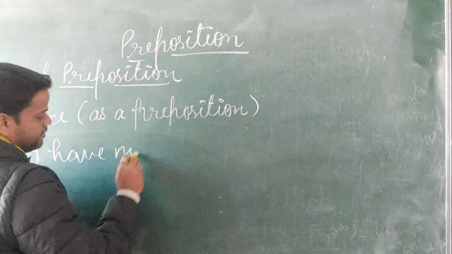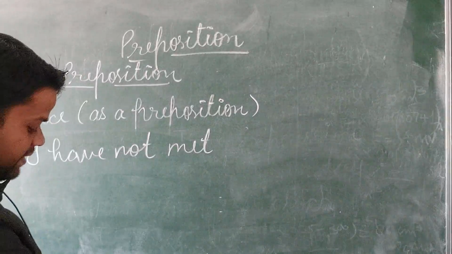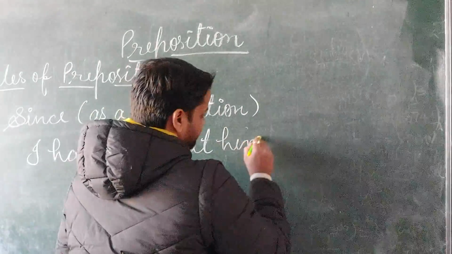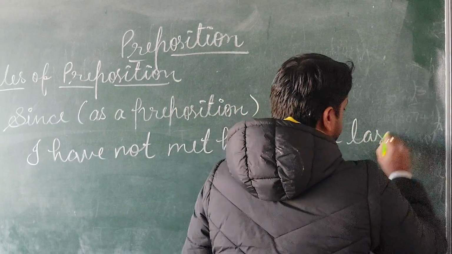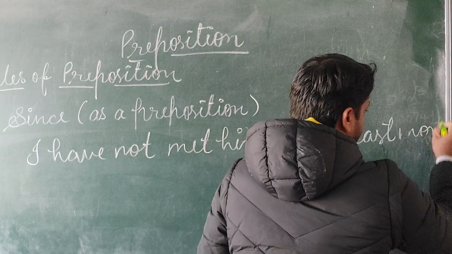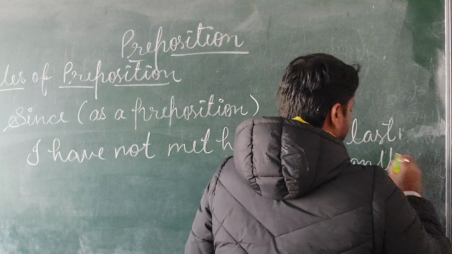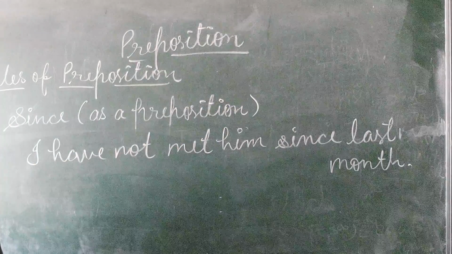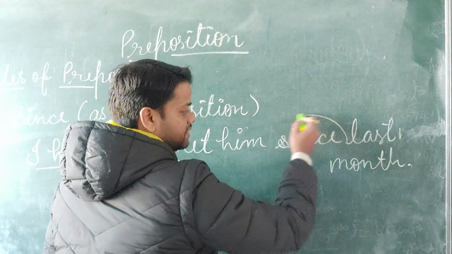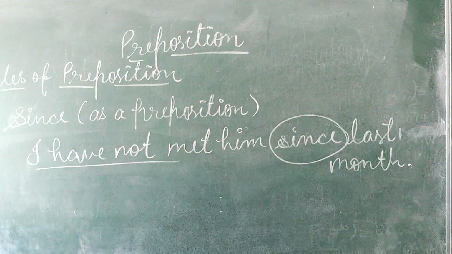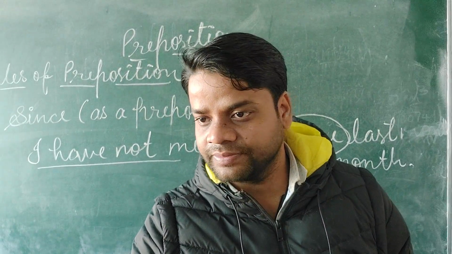I have not met him since last month. In this sentence you can see I have not met him since last month. So again since is here, showing the relationship among the words.